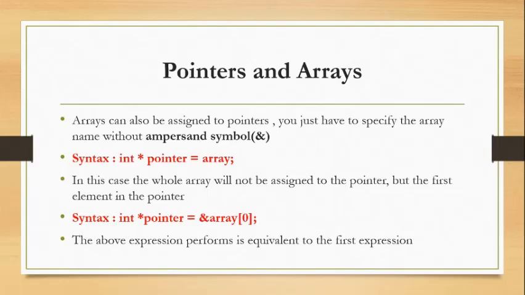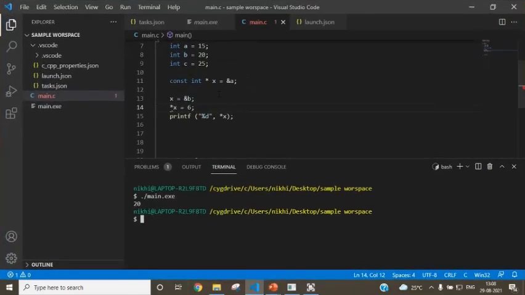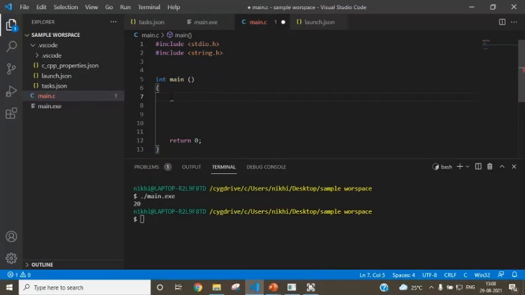Before looking at pointer arithmetic, let's go into Code Blocks and let me show you an example. So int array 5 equals 1, 2, 3, 4, 5.